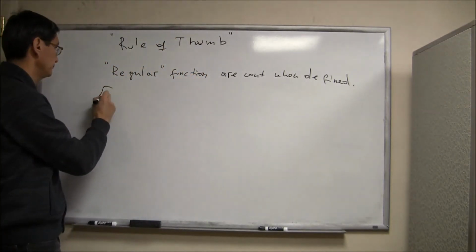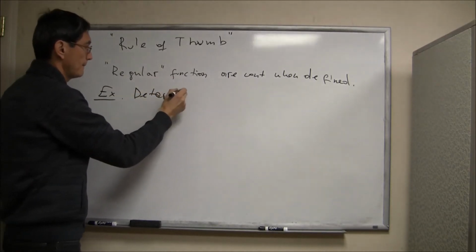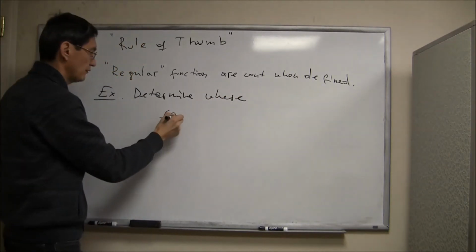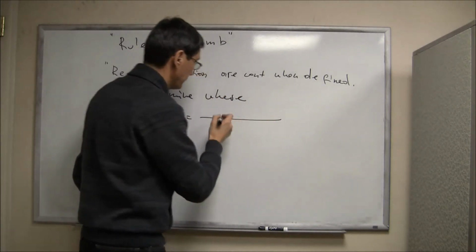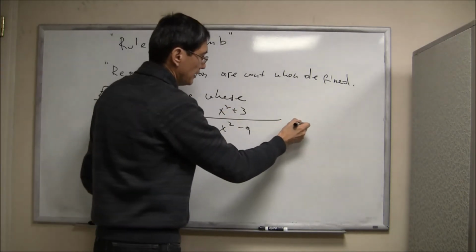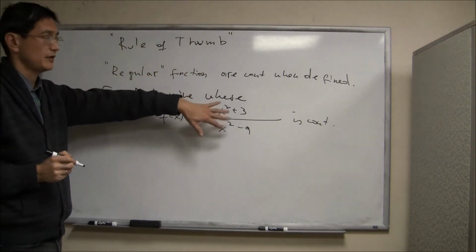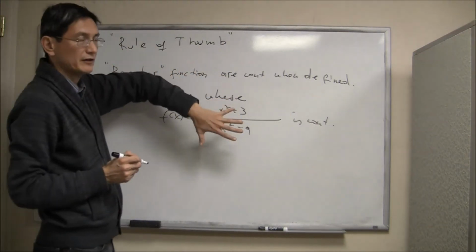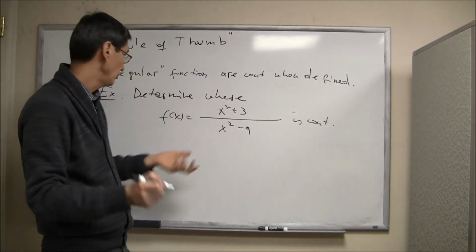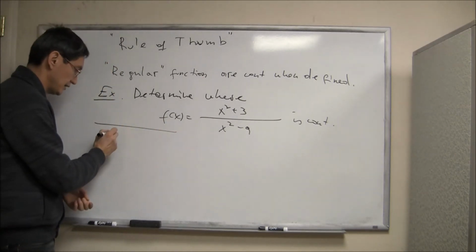For example, the function f of x, which is a fraction, x squared plus 3 over x squared minus 9, is continuous. You look at this function and you say that's a regular rational function. It's a quotient of two polynomials. So for this function, using the rule of thumb, we'll say it is continuous.